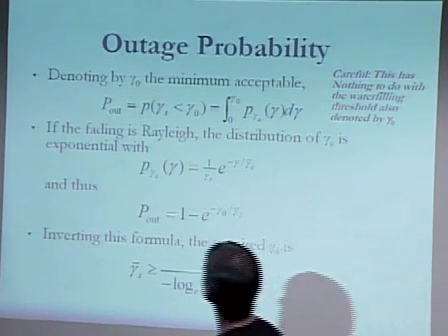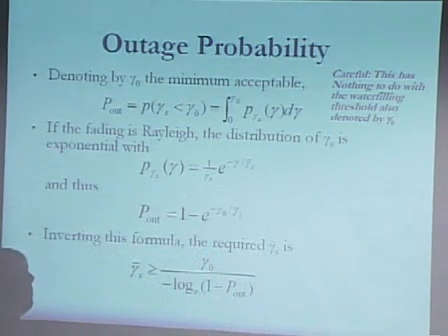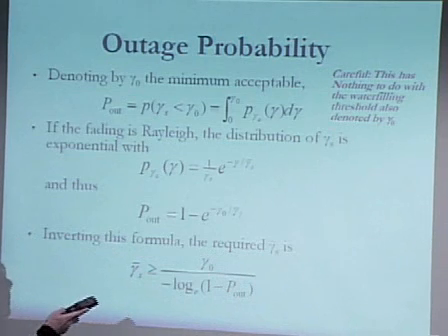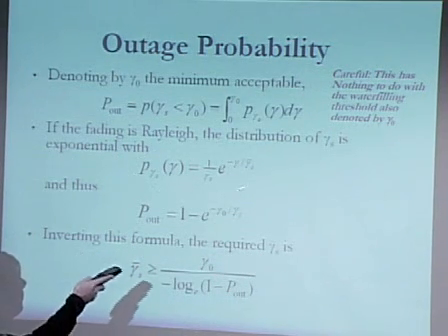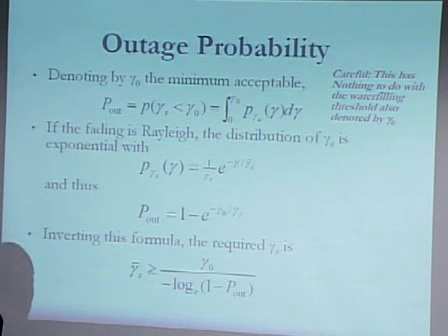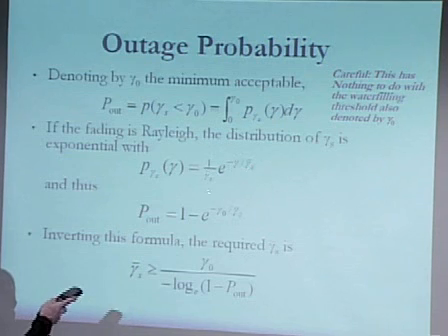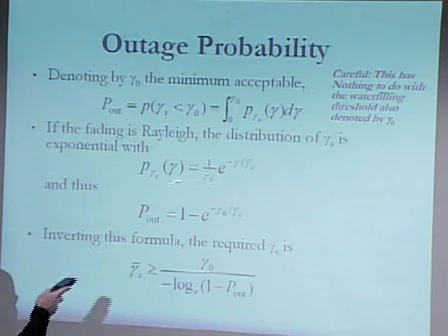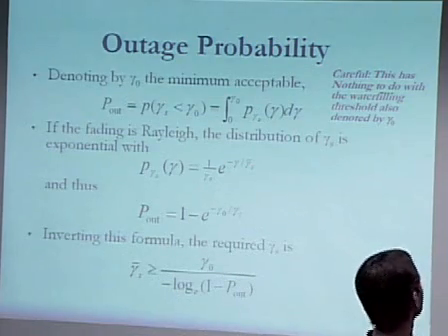Now, if the fading is Rayleigh, which is often the case, then remember that the distribution of gamma is exponential. And this is the PDF. It's a very convenient formula because it's very simple. So in this case, we can just plug this formula in here and solve the integration and get something very compact.